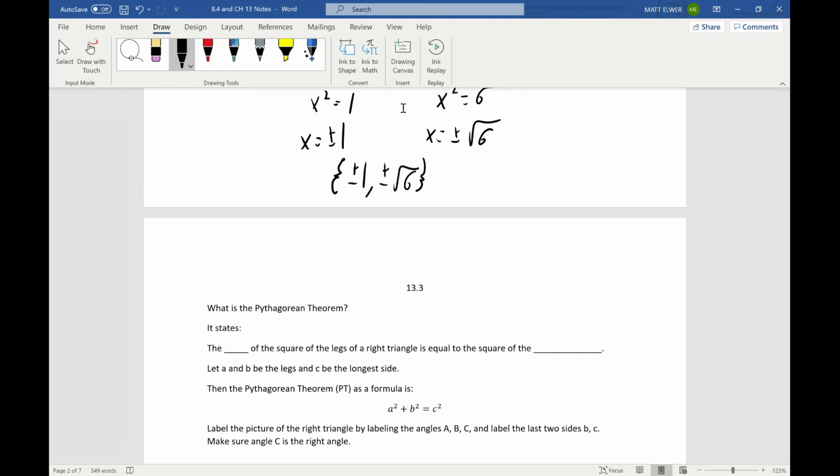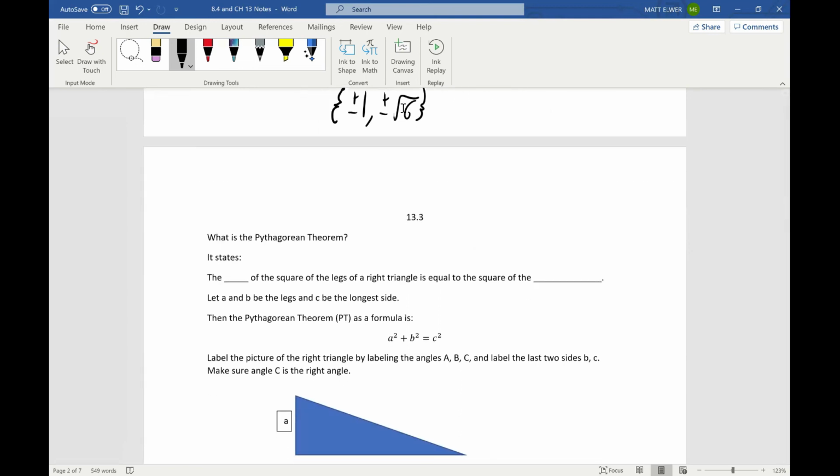So what is the Pythagorean theorem? All it is, it just states that the square of the legs of a right triangle is equal to the square of the hypotenuse, right? So the hypotenuse is just the longest side. Hypotenuse.